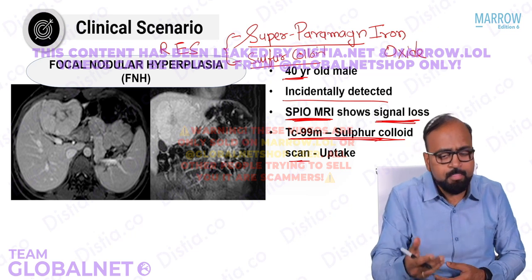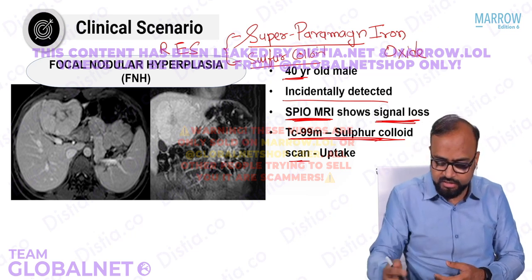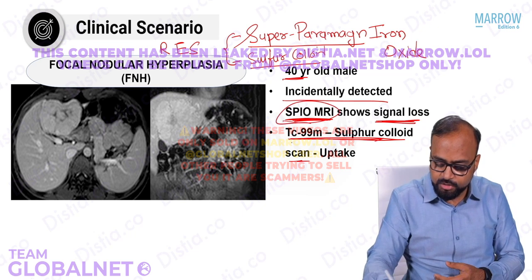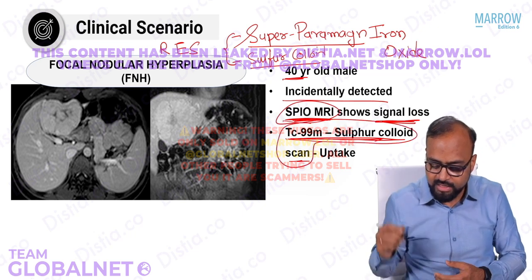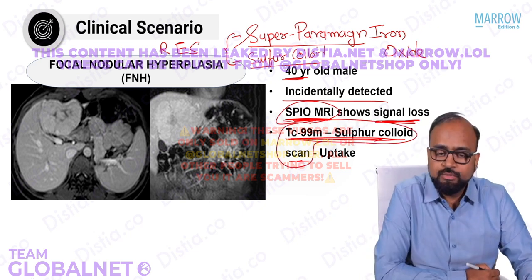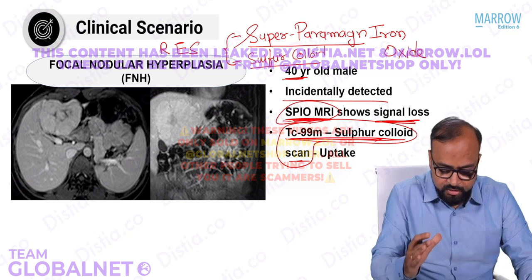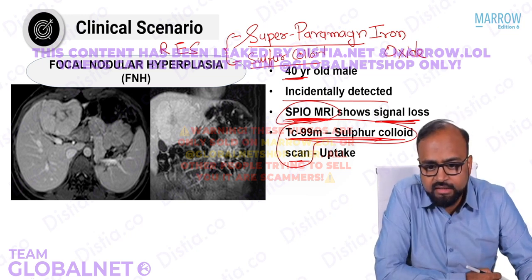It is usually an incidentally detected lesion. This is the clincher. So SPIO MRI and sulfur colloid scan, this is going to be the clincher. Otherwise this is an incidentally detected lesion.